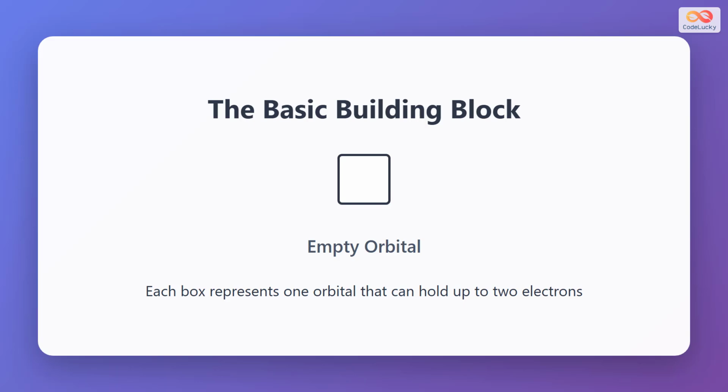Every orbital diagram starts with a simple building block, the box. Each box represents one orbital, which is a region of space where electrons can be found. Here's a crucial fact to remember. Each orbital, represented by one box, can hold a maximum of 2 electrons. An empty box means that particular orbital currently has no electrons in it.